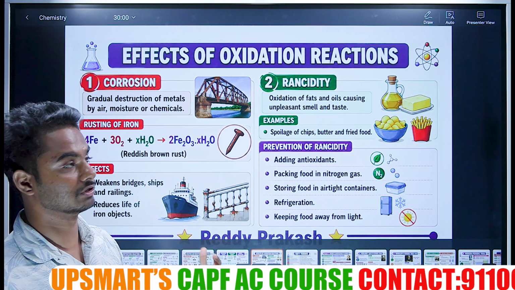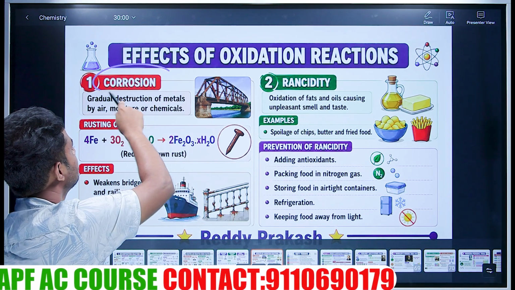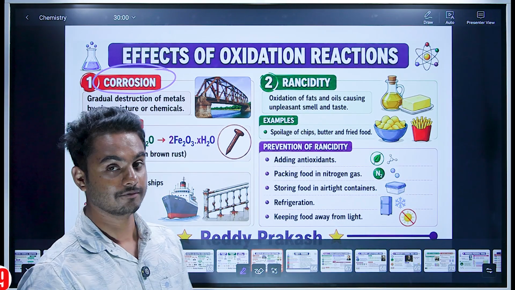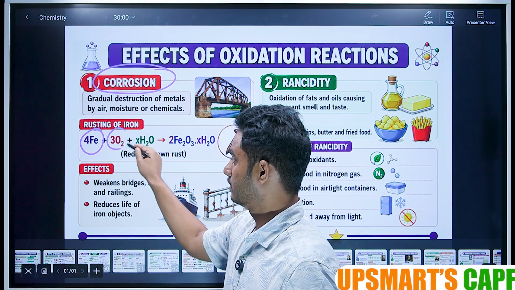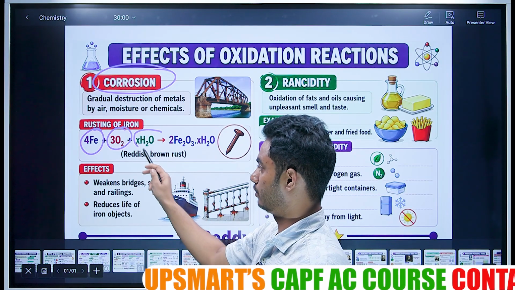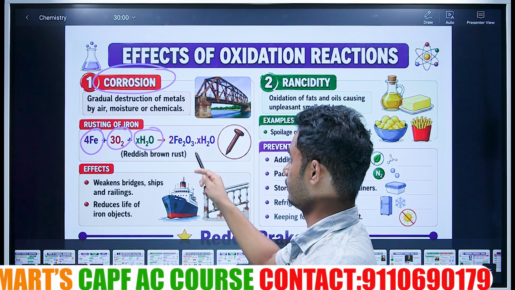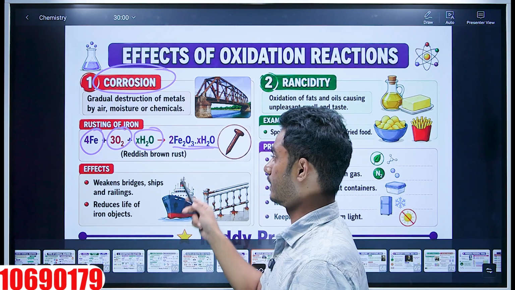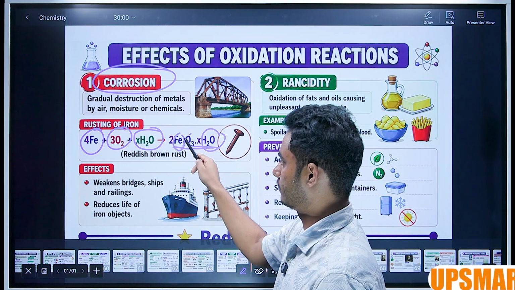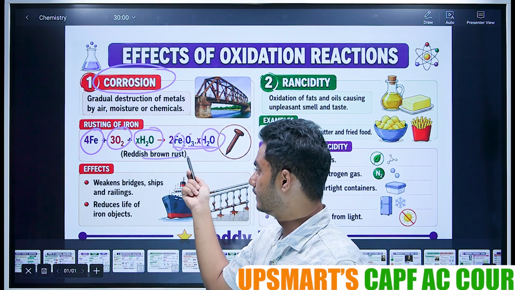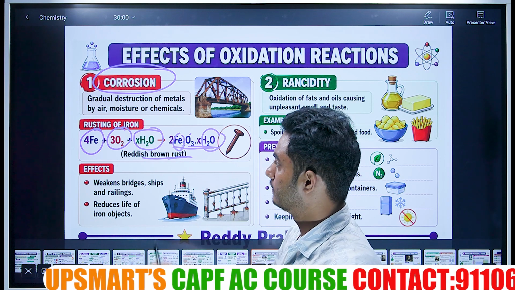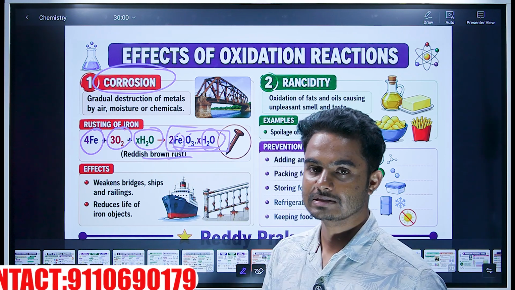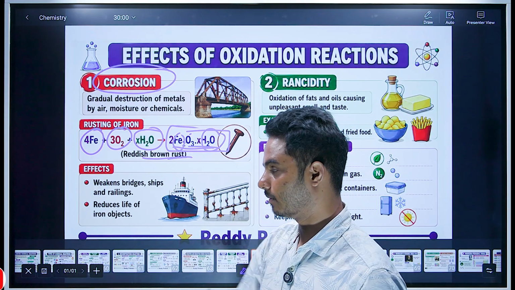Next is effects of oxidation. What are the effects of oxidation? When the oxidation occurs, corrosion might occur. See, iron will be there. When the iron reacts with oxygen and the rainwater, that is H2O, a compound will be formed, that is hydrated iron oxide. Hydrated means water. This will be in brown rust. This is corrosion. Remember this formula. 2Fe2O3 XH2O. This is the formula for rust.